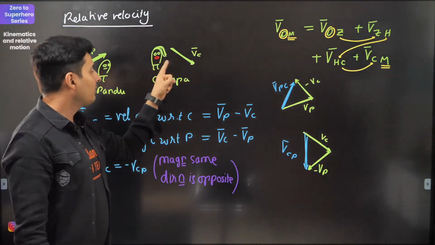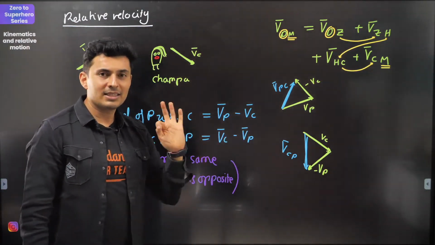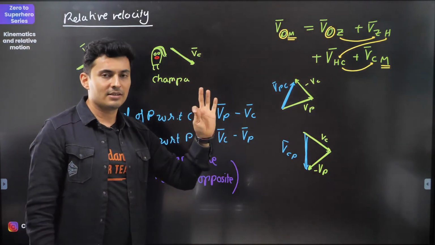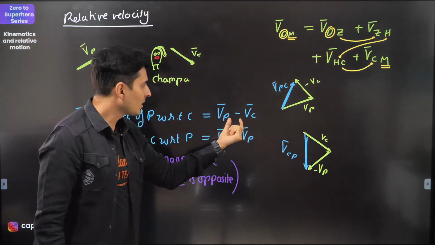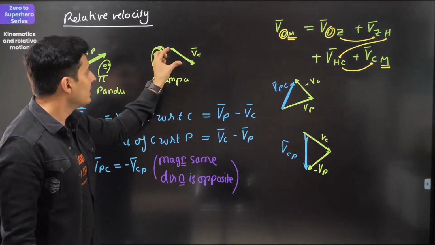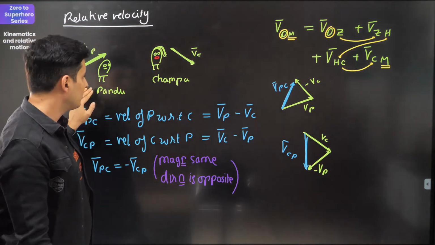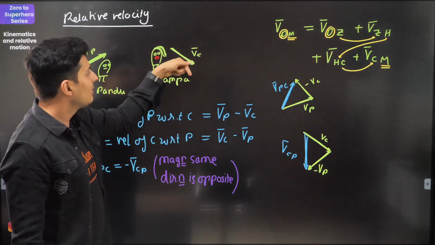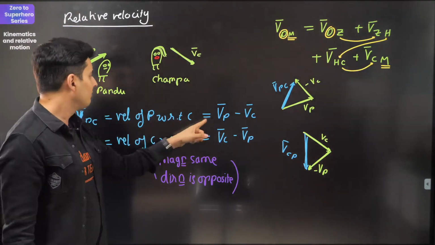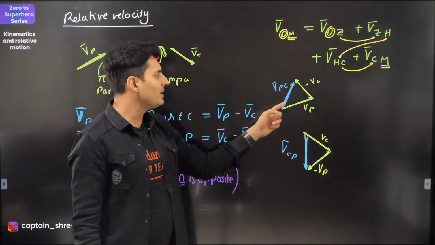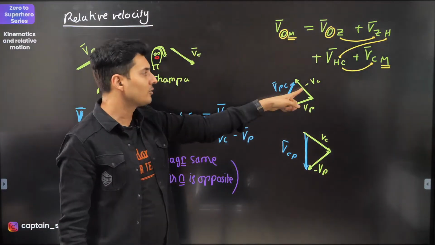Also remember, whenever you use this, it's actually vector subtraction. Vector subtraction, which you have learned in vectors, is actually vector addition. So VP minus VC stands for adding the negative velocity of Champa. This is Champa. You can see she's wearing this beautiful red lipstick. So VC is here, flip it. Adding the negative velocity to VP will give you VPC. So VPC is VP minus VC, so minus VC has to be added.